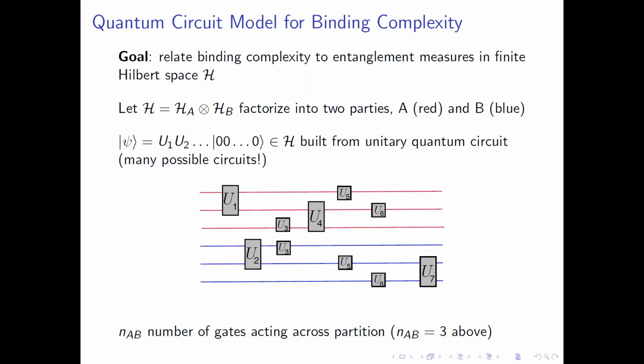And N_AB will be the number of gates acting across the partition. So in this circuit, we see that U3, U5, and U6 act across the partition. And let me remind you that the binding complexity is the number of gates acting across the partition in the best possible circuit. So we're going to want to minimize N_AB, the number of gates acting across the partition.